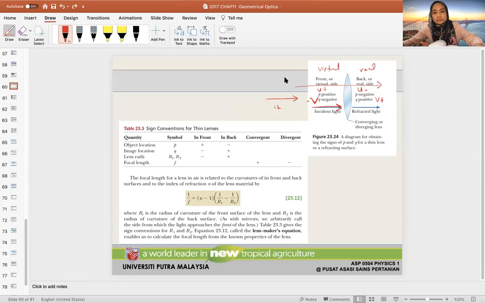Let's make a table. Oh, there's already a table, forgot. Rasa macam tak clear macam ni. Sekejap.